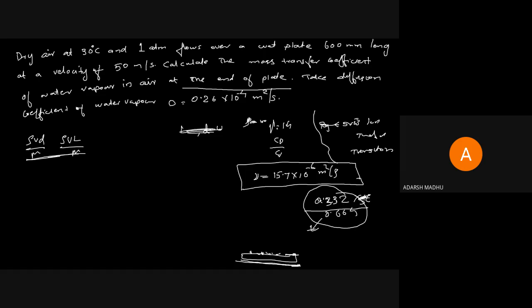If this question is asking to find the average value for the mass transfer, or even if it does not say average value but says find the mass transfer coefficient value for the flow, then for the flow we take the average value. It does not say exactly where to find it.